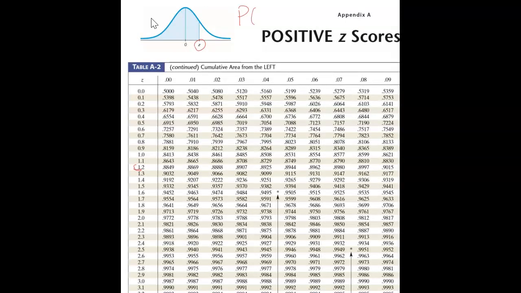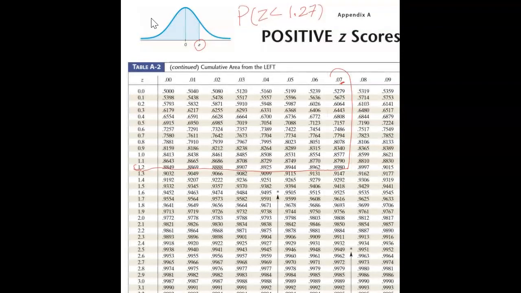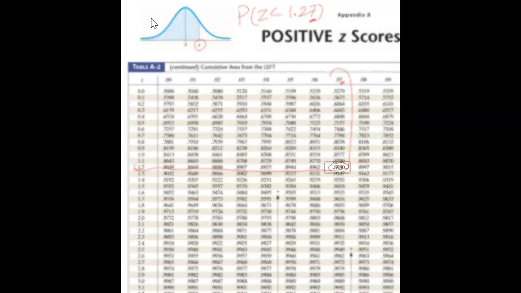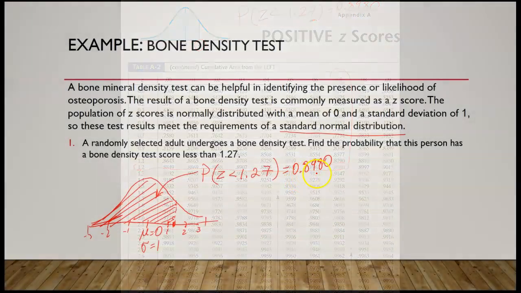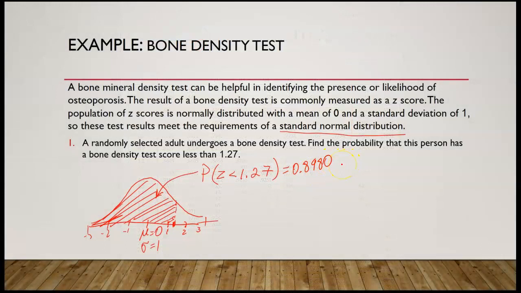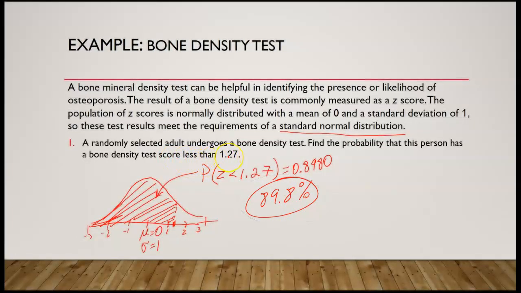We're looking for P of z less than 1.27. Go to the right and then go down when you get to 0.07. 7 is your second decimal. It meets at 0.8980. Let's go back to our example and write down this number. 0.8980. So we can say that the probability that a randomly selected adult who undergoes a bone density test has 89.8% chance to have a z-score that is less than 1.27.